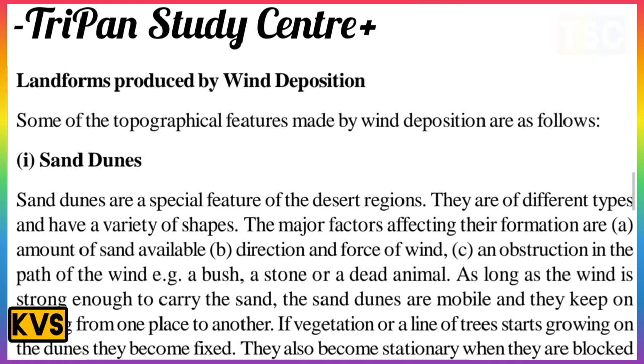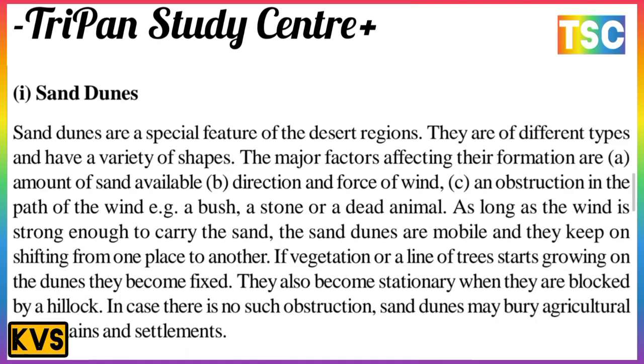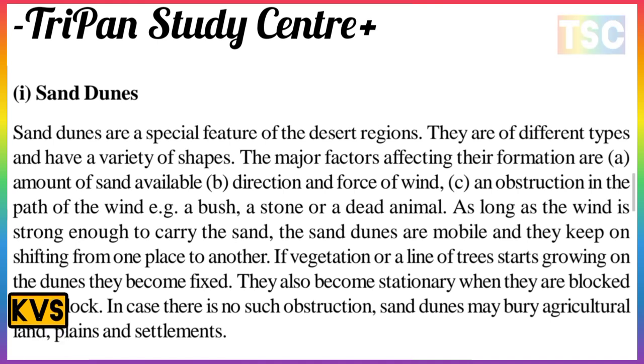If vegetation or a line of trees starts growing on the dunes, they become fixed. They also become stationary when they are blocked by a hillock. In case there is no such obstruction, sand dunes may become agricultural land, plans and settlements.